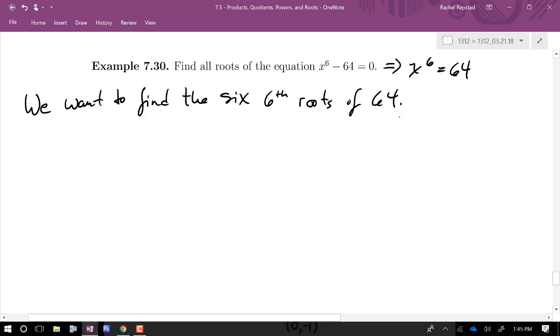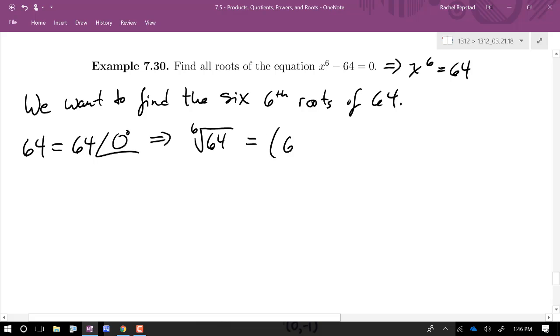So 64 is a positive real number, which means when we write this in polar form, it has a modulus of 64, and its angle is 0 degrees because it's positive and real. So first we find the principal root. We want the 6th root of this number. So we want 64 at an angle of 0 degrees to the 1/6 power. De Moivre tells me all I have to do is take 64 to the 1/6 power and multiply the angle by 1/6.